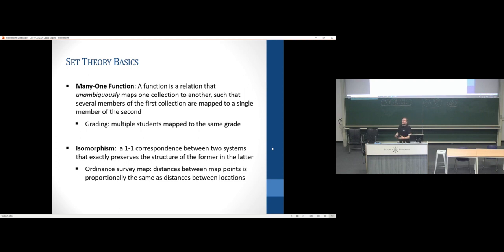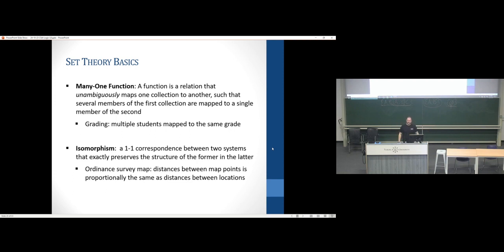So when it comes to types of functions, you can have a bunch. But the two that are probably the most interesting are many-one or isomorphic. Many-one is a relation that unambiguously maps one collection to another such that several members of the first are mapped to one member of the second. So, apropos of what we were talking about earlier, grading is often many-one. Multiple students can be mapped to the same score. So it's a many-to-one function.